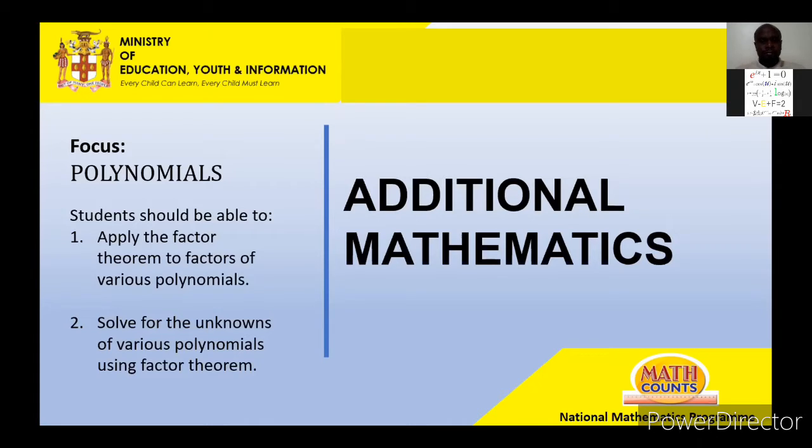If we are asked to divide a polynomial by, let's say, x take away 2, all we have to do is substitute the variable for 2 in the polynomial, and the answer would be the remainder.